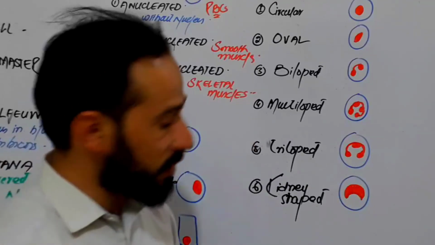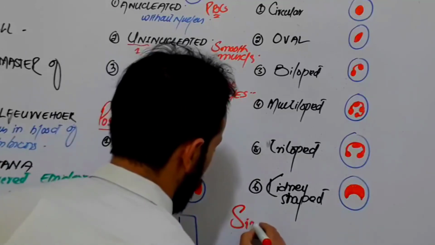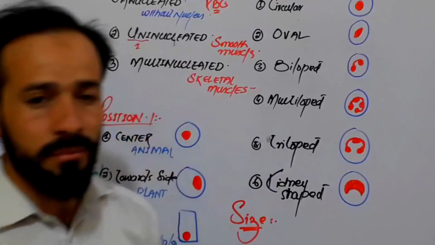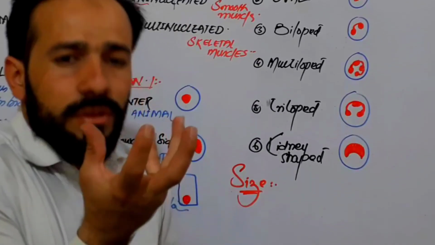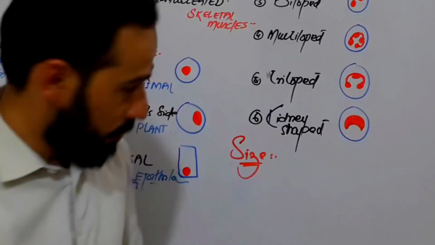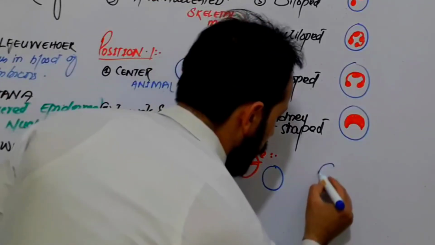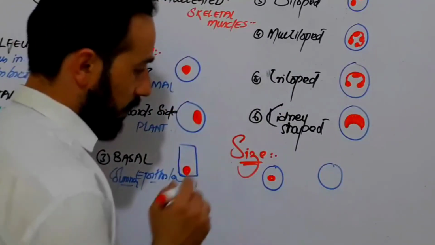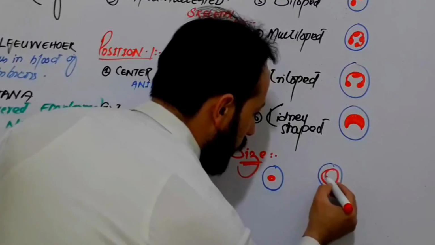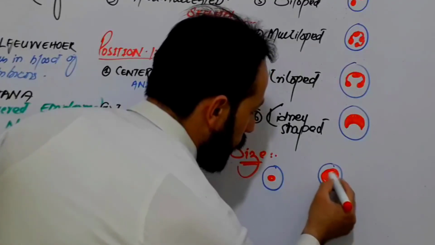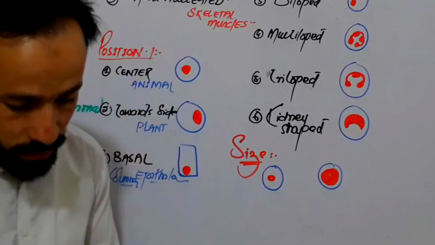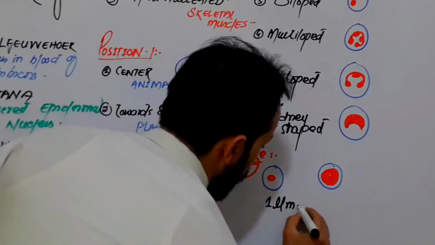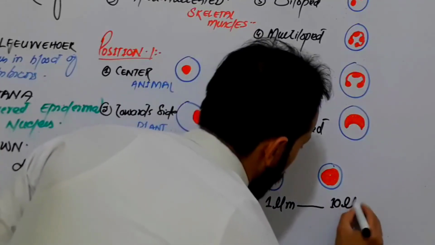Now what is the size of the nucleus? The nucleus varies in size. Some nuclei are very small, some nuclei are a little larger, right? So for example, here are 2 cells, and the nucleus of this cell is in this size, and the nucleus of this cell is a little larger. So what can be the size of the nucleus? The size of the nucleus may be 1 micrometer to 10 micrometer.